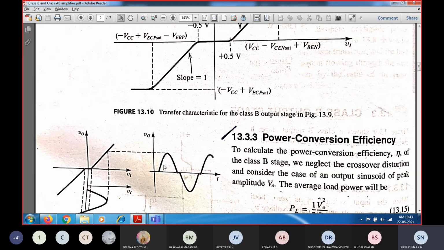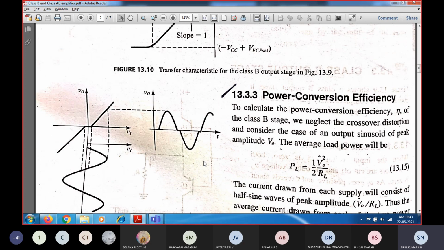This is the class B operation. Because of the NPN transistor, you're going to get half of the cycle. During the negative half cycle, the PNP transistor is going to conduct, and hence you're going to get the output because of the PNP. So for a given input cycle, you get the total output over here. But if you consider only class B, the operating angle will be only 0 to pi.